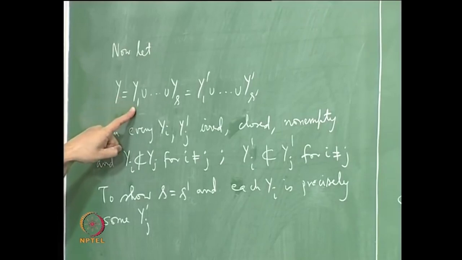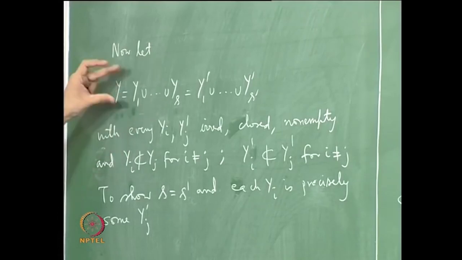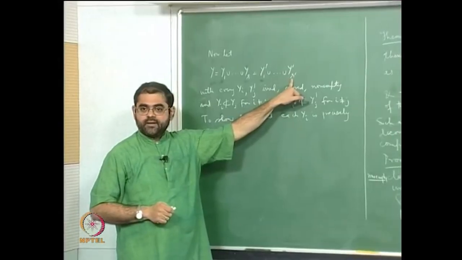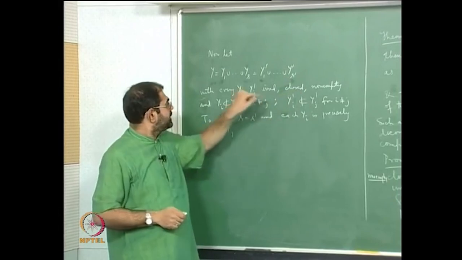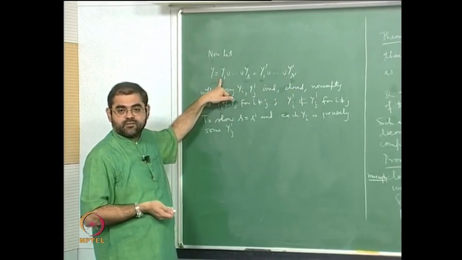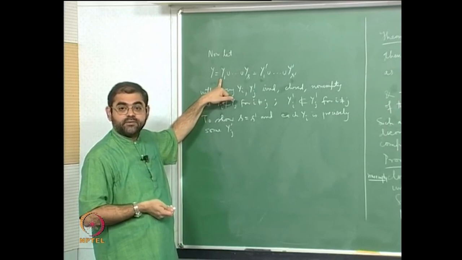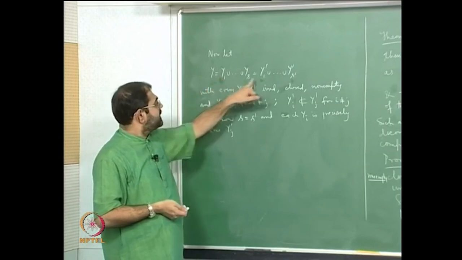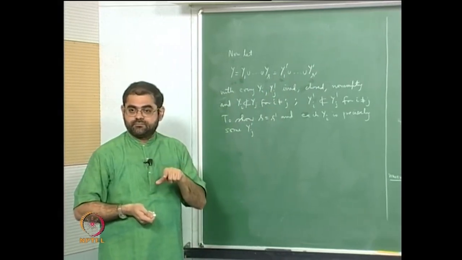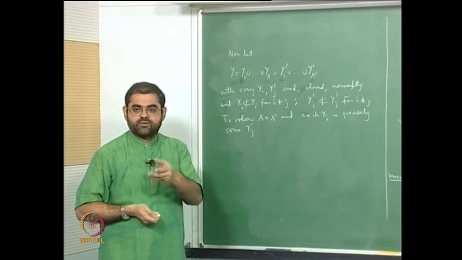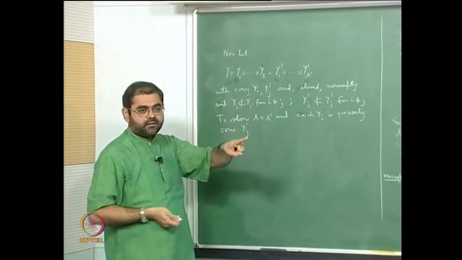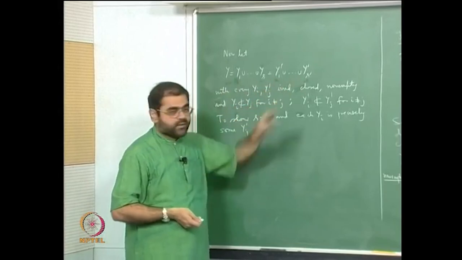Take y1. Now, y1 is a subset of this union. The lemma says that for the set y1, I don't need the fact that y1 is closed, I only need the fact that y1 is irreducible. Y1 is contained in a finite union of closed sets, therefore it has to be in at least one of them. So if I apply the lemma, I'll get that y1 is contained in some y prime j.